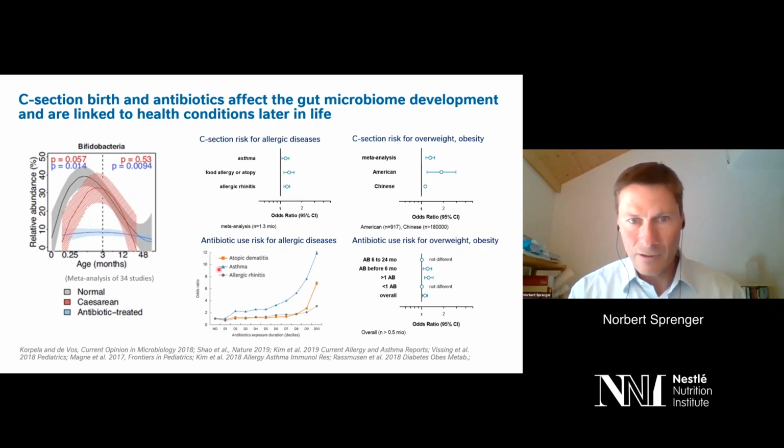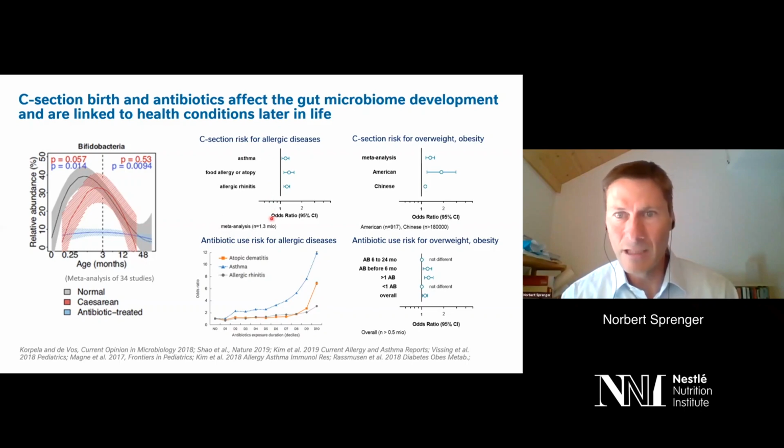Now, there are some risks associated with C-section birth and antibiotic use, and I want to highlight here just the ones on allergy. There's a consistent higher risk for allergic diseases with very high sample numbers here of 1.3 million. Similar for overweight and obesity, you have higher risks in large cohort studies with C-section birth, and similar here for antibiotic use on allergic diseases, with more frequent antibiotic use having a higher risk.